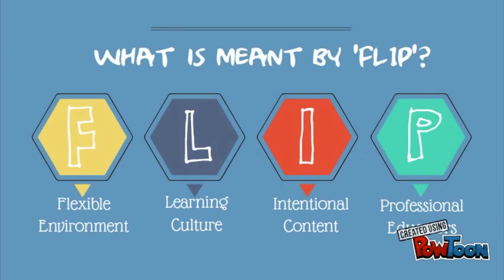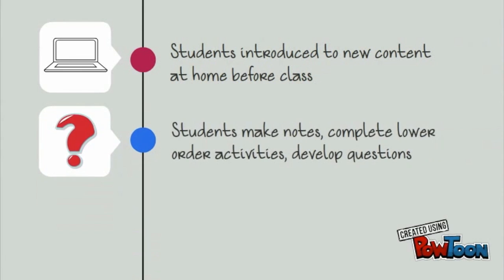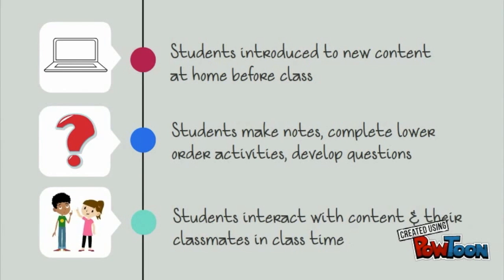This means teachers need to be reflective and collaborative when implementing the flipped classroom model. The role of the teacher shifts from content delivery to a student mentor. The flipped classroom process involves the students being introduced to new content at home before class, usually in the form of a video. Students will be making notes, answering questions, completing lower order activities, and formulating questions while exploring this new content. In class, students then interact with this content by taking part in higher order activities, practical work, or collaborative activities with the teacher present as a guide.